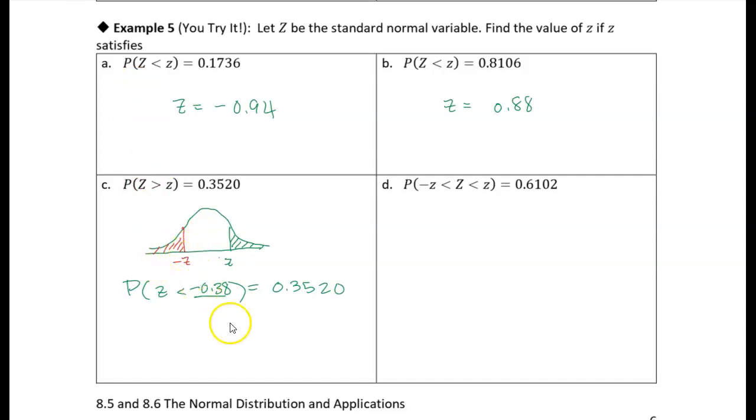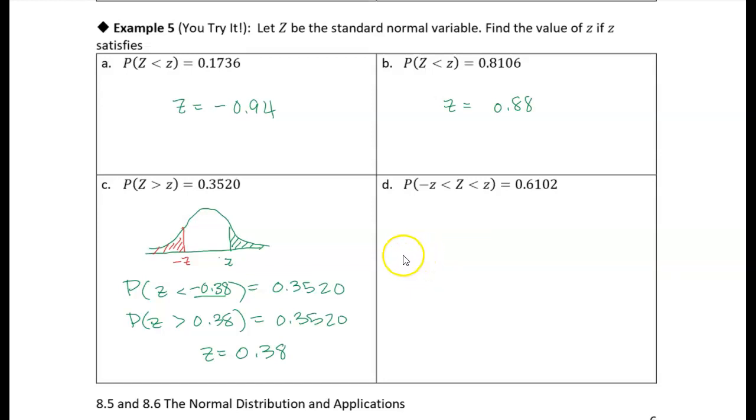Okay. So that is this probability down here. That's this red probability, actually. But the probability that z is greater than the opposite of that, 0.38, is also equal to 0.3520, just by using the symmetry of the table. So the z score that I'm looking for is a positive 0.38, right? So I'm just looking it up and then taking the opposite sign of the z score. All right, one more of these tricky types of problems.